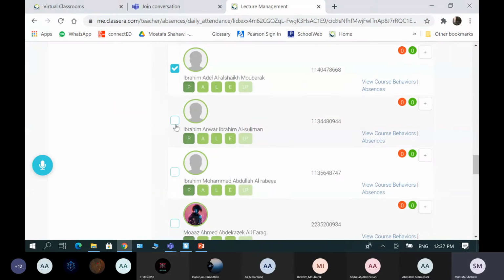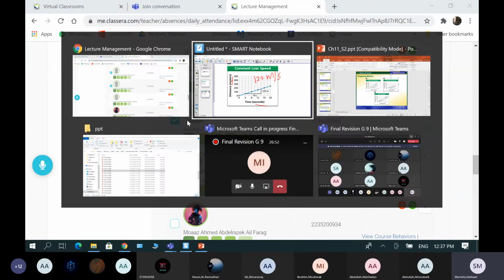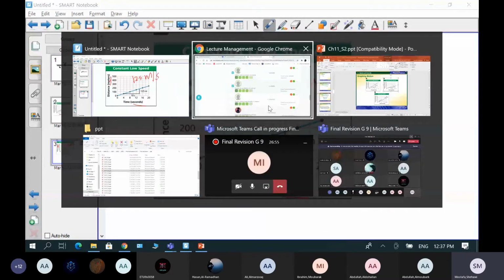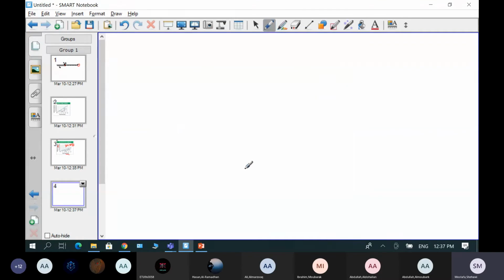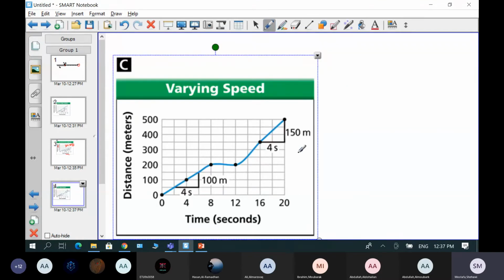Ibrahim Anwar. Okay, Ibrahim, let me give you another question. Can you tell me what is the speed over the time interval from 8 to 12 seconds? 0. Bravo. Because we have a horizontal line, a horizontal straight line. Yes. Can you tell me the speed over the time interval 12 to 20?